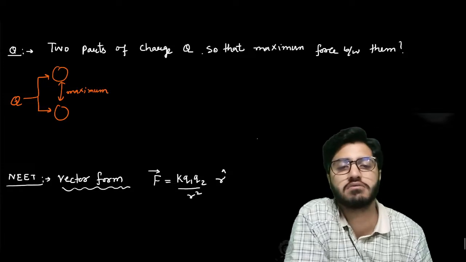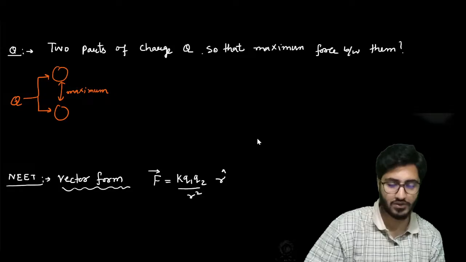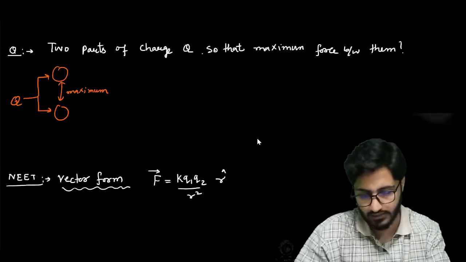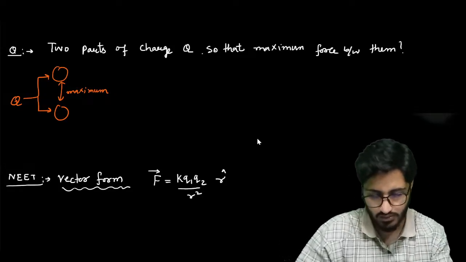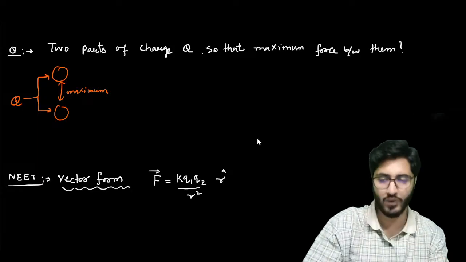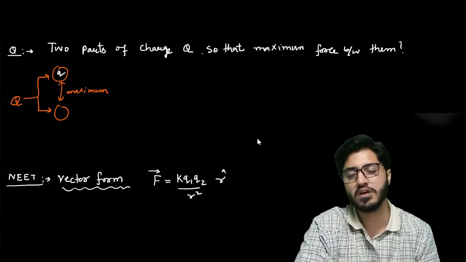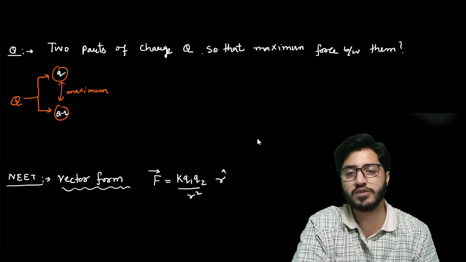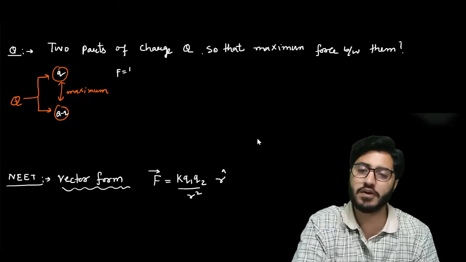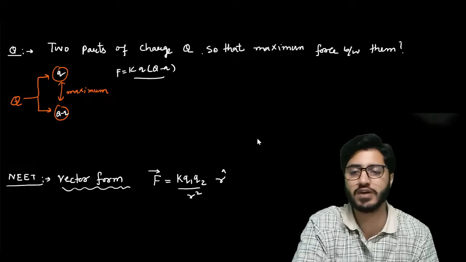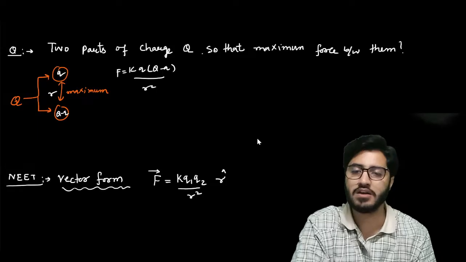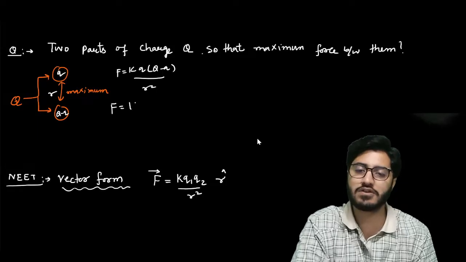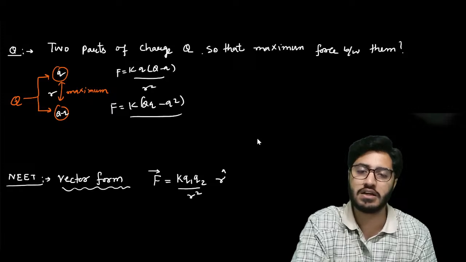How can we do it? For this particular sort of numericals, let us take one charge as Q minus q and the other charge as q. So what will be the force between these two? I can write F equals K Q1 Q2 divided by R square. If it is R square, I will get F equals K times (Q minus q) q, that is Qq minus q square, divided by R square.